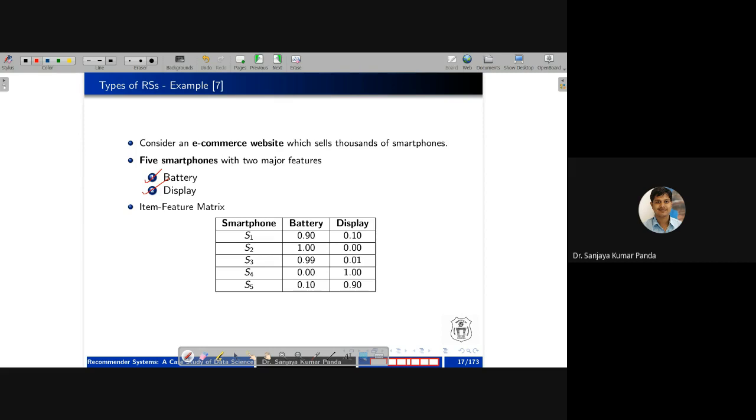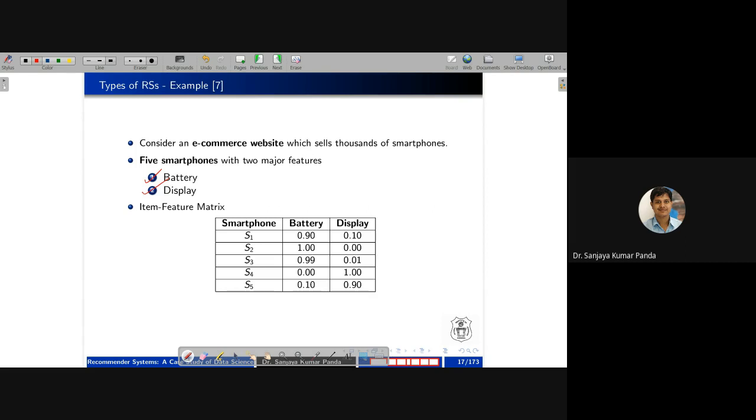Okay, so in the item feature matrix, what happened? We have considered 5 items, 5 smartphones: smartphone 1, smartphone 2, smartphone 3, smartphone 4, and smartphone 5. If you consider 2 different features, let's say for smartphone 1, the battery value is 0.90 and the display value is 0.10. If you sum these two values, 0.90 plus 0.10, you will get 1. It also means that battery is better in smartphone S1 in comparison to the display.